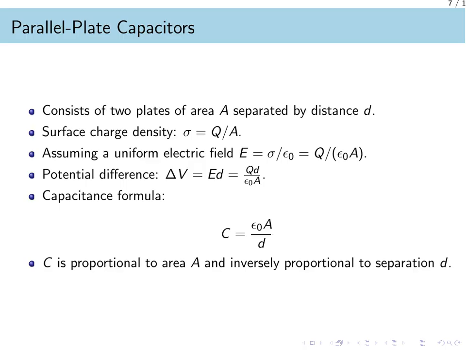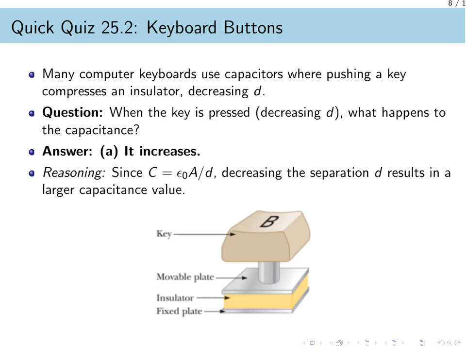This formula shows that to maximize capacitance, you should either increase the surface area of the plates or bring the plates as close together as possible without them touching. We see the principles of parallel plate capacitance in everyday technology, such as computer keyboards. Many keys operate using a movable upper plate and a fixed lower plate separated by a flexible insulator.